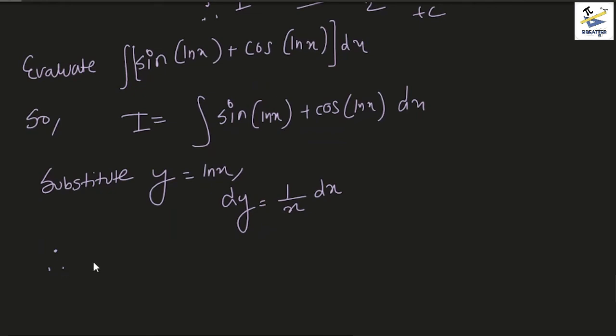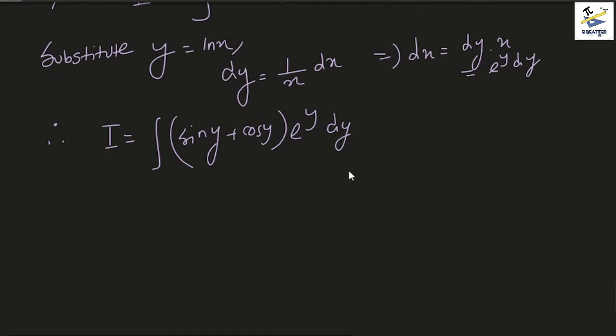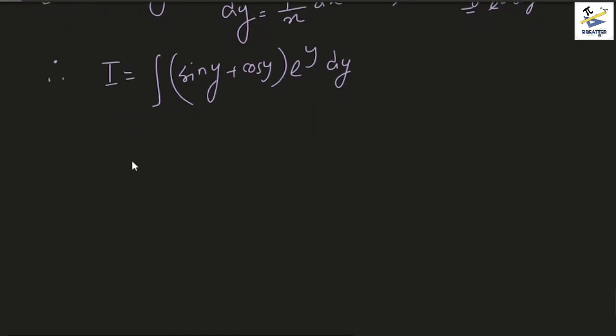Therefore this integral would become, and from this you can see that dx is basically equal to dy into x, but we need it in terms of y, so x is basically e to the power y, so dx is basically e to the power y dy, right? So the integral becomes sine of y plus cos of y, whole into e to the power y dy. And this is time to introduce a new theorem, or rather a lemma, which is helpful sometimes.